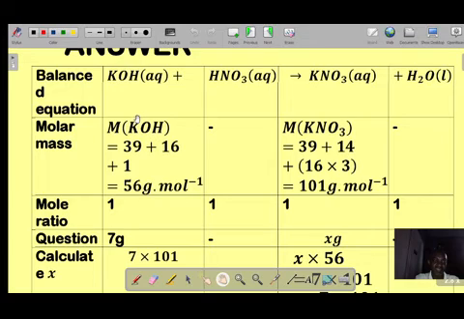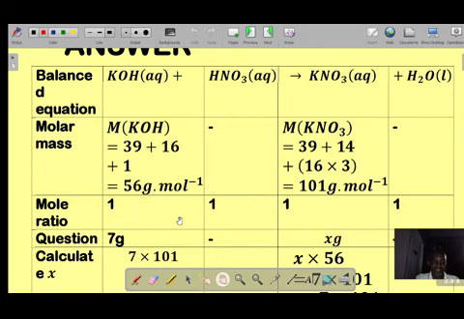Now the molar masses using my periodic table, I can get for potassium hydroxide as what? As 56 grams per mole. And then this side, because I'm dealing with potassium hydroxide and the nitric acid, I also have to find the molar mass for what? For potassium nitrate, which is 39 plus 14 plus open brackets 16 times 3, which gives me 101 grams per mole. Now, because it's balanced, the mole ratio is 1 to 1 to 1 to 1.